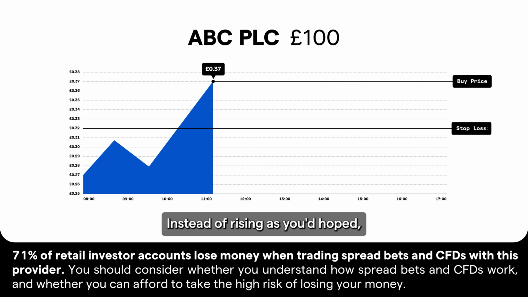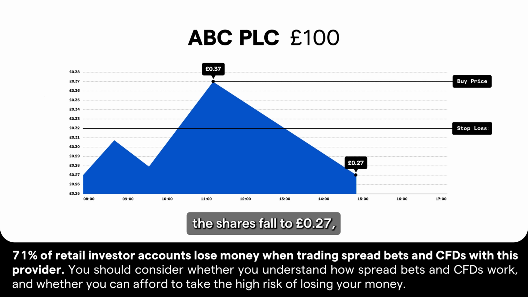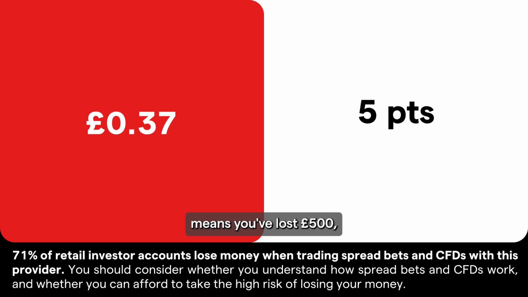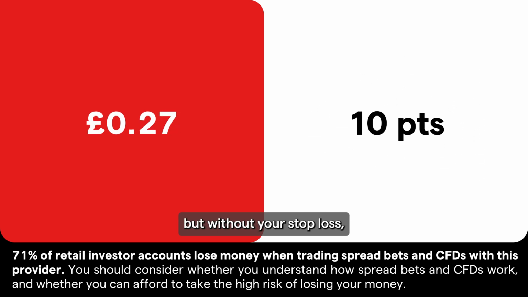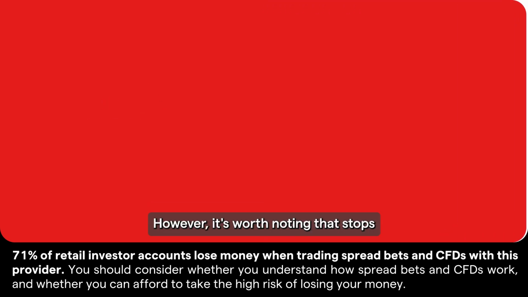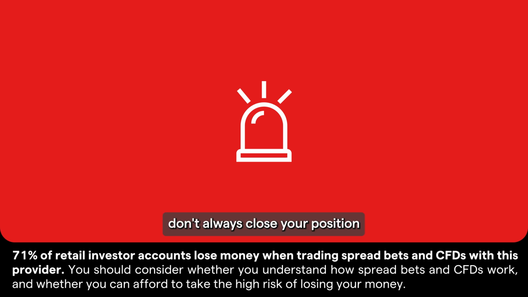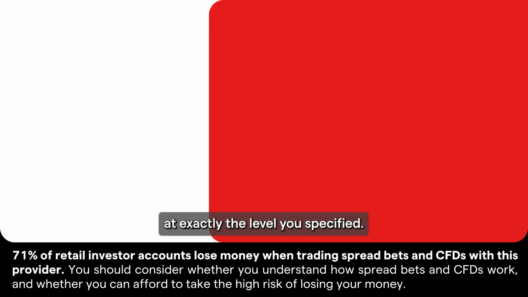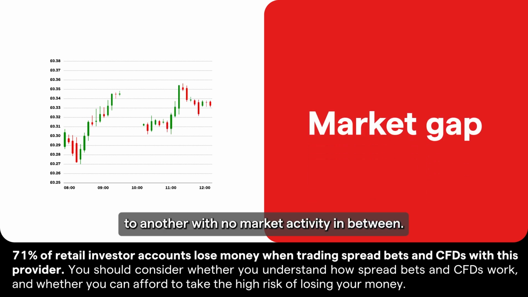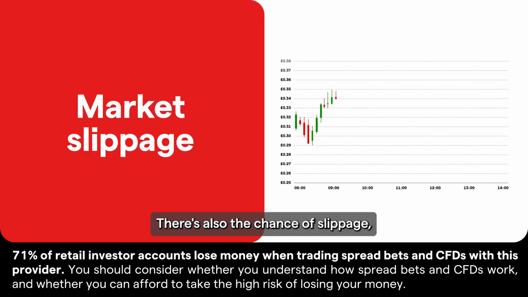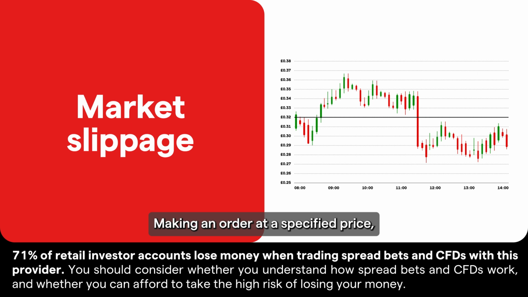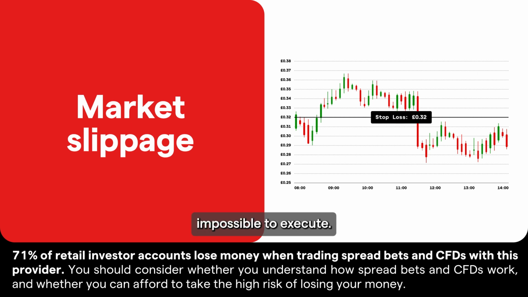Instead of rising as you'd hoped, the shares fall to 27 pence, triggering your stop loss and closing your position. That drop of 5 points means you've lost £500, but without your stop loss, you'd be looking at a cost of more than £1,000. However, it's worth noting that stops don't always close your position at exactly the level you specified. The market may gap, which means it jumps from one price to another with no market activity in between. There's also the chance of slippage, which can occur during periods of higher volatility, making an order at a specified price, like your stop loss, impossible to execute.